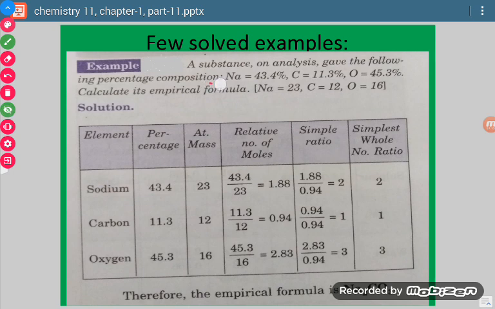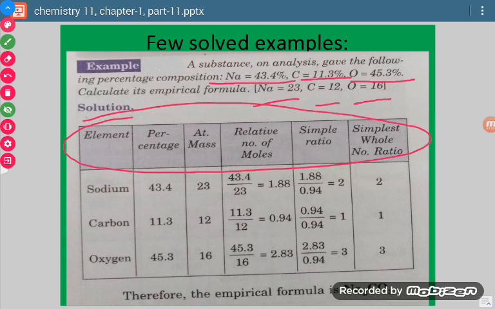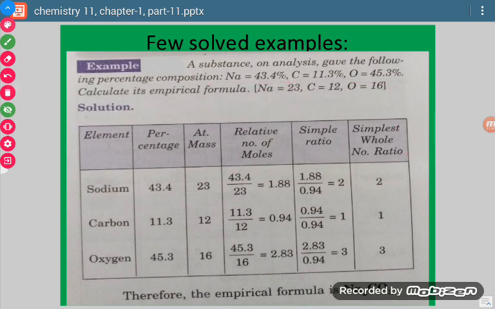We are given that sodium is this much percent, carbon is this much percent, oxygen is this percent in a given substance. So we will make a table like this. Now we will write the elements first, then we will write their given percentages. Now see, one more thing to remember is that this percentage total must be 100.